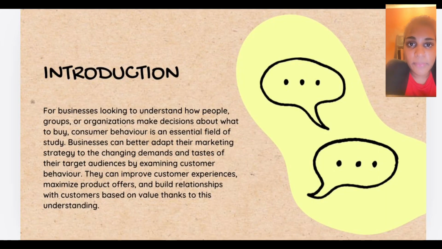So for the introduction, for businesses looking to understand how people, groups or organizations make decisions about what to buy, consumer behavior is an essential field of study. Businesses can better adapt their marketing strategy to the changing demands and tastes of their target audience by examining consumer behavior. They can improve customer experiences, maximize product offers, and build relationships with customers based on value thanks to this understanding. So I will get the next presenter to present on the introduction to consumer behavior.